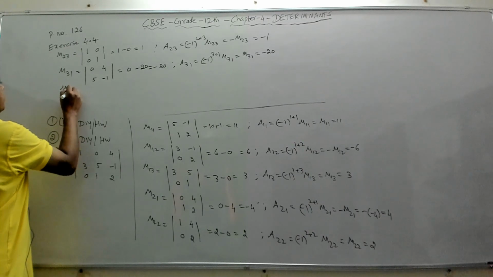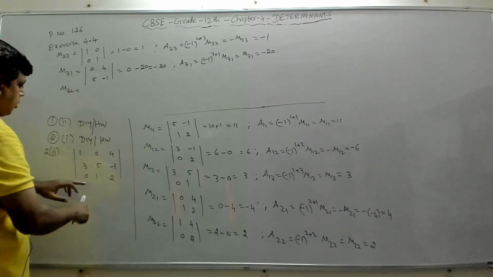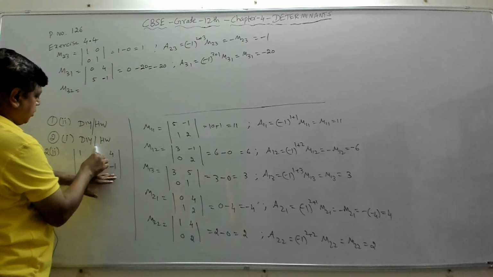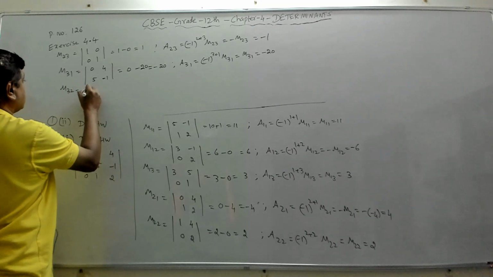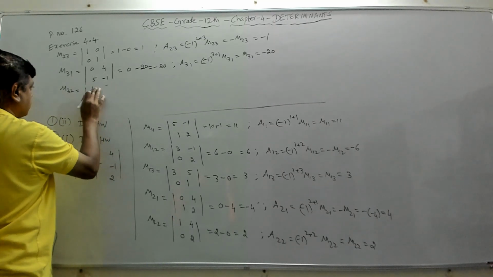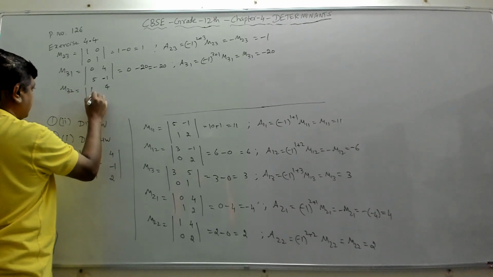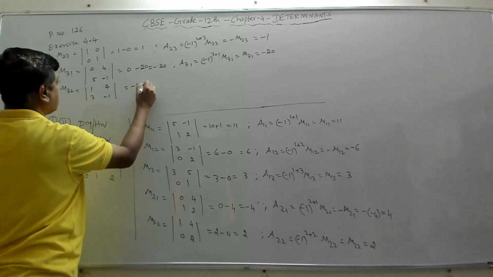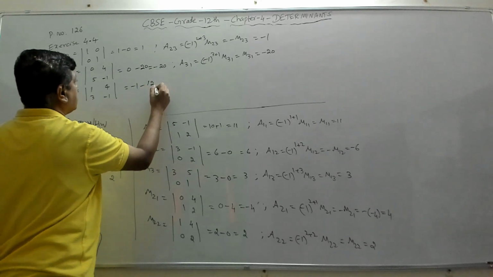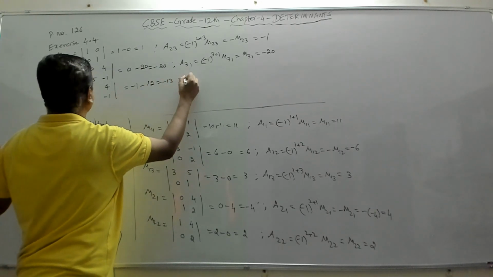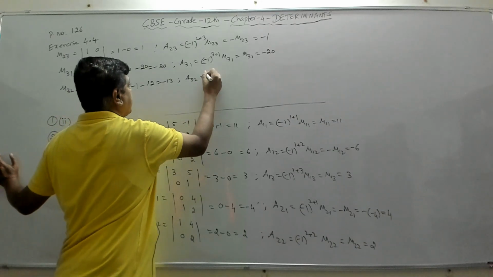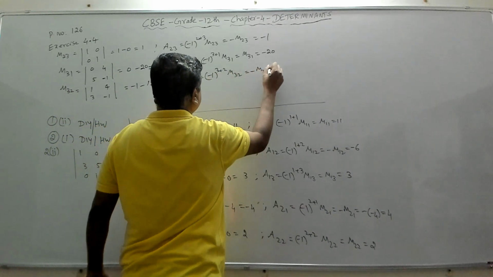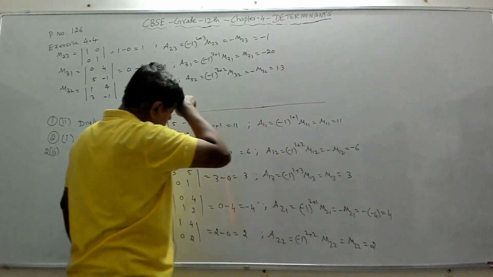Then m32, third row, second column, this one, m32. So you'll close this particular row and this particular column. You'll get 1 4 3 minus 1. That is equal to 1 into 1 minus 1 minus of 12. That is equal to minus 13. So your a32 is equal to minus 1 power 3 plus 2 m32, that is equal to minus m32, that is equal to minus of minus 13 is plus 13.